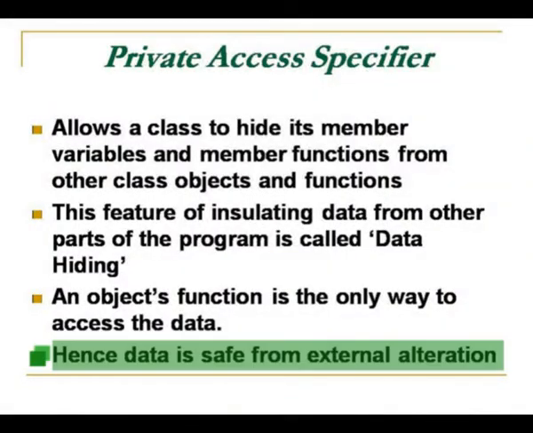So, the only way to do it is using the object's function. Some public function might have been declared which will allow us to access the data members. So, the significance of this private is that it protects the data from accidental or external alteration. In the case of public, because all the data is visible to everybody, anybody can access it, even unknowingly they may modify the data, whereas in private that possibility does not occur at all.